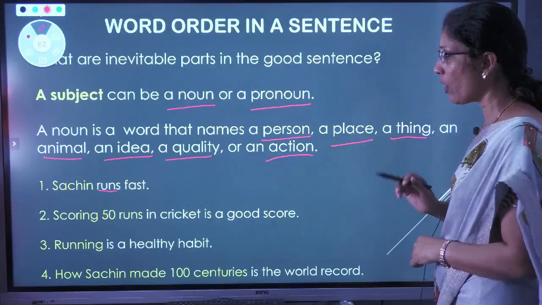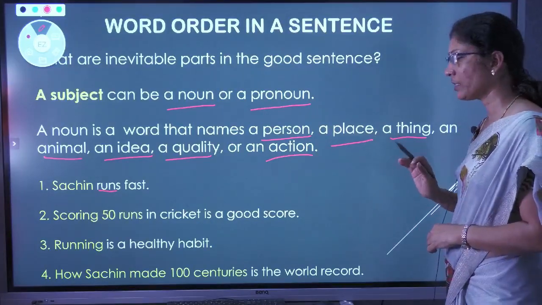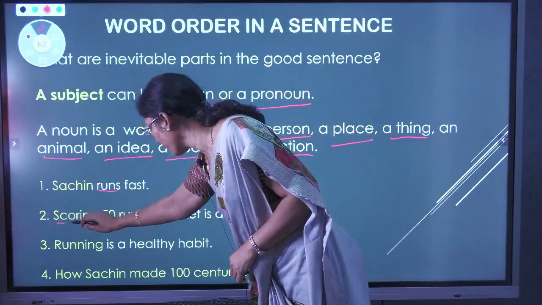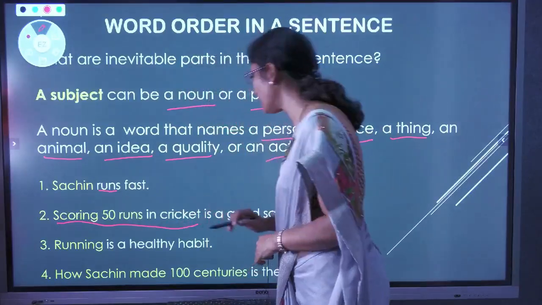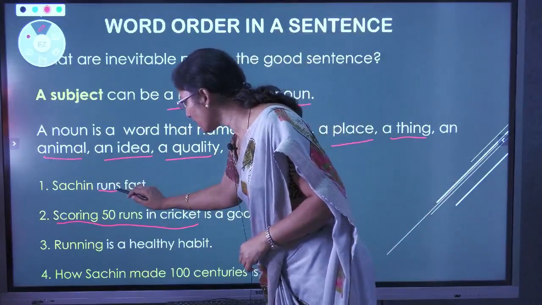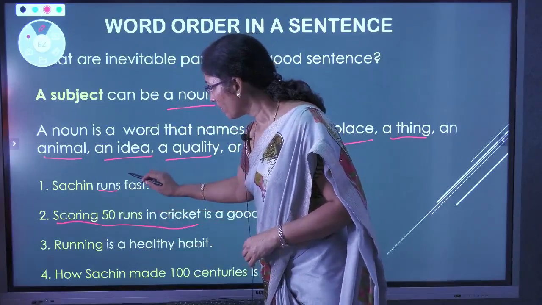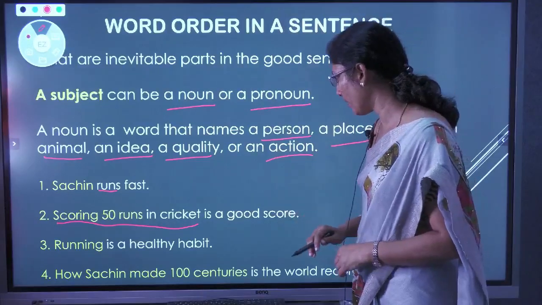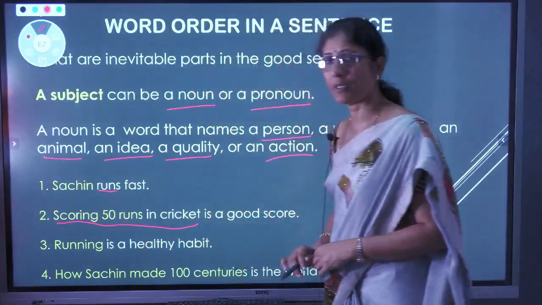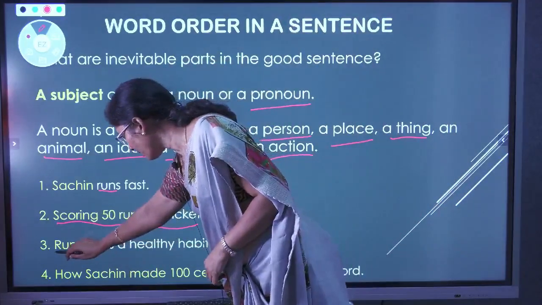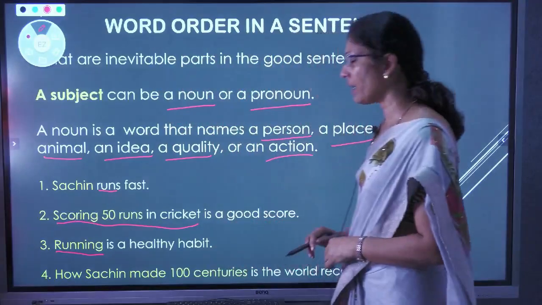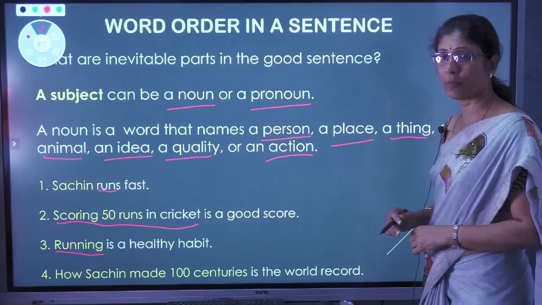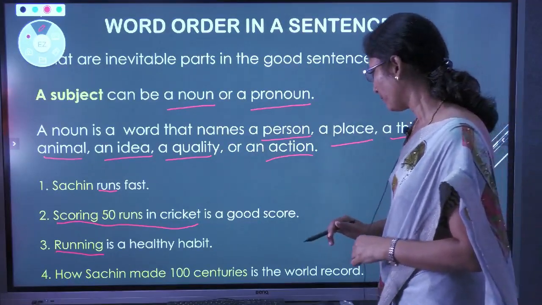Next sentence. Scoring 50 runs in cricket is a good score. Here in cricket is also a noun. It's a noun phrase. See this, here is runs and here is runs. Do you think that both are same? No. We'll see the next example, then we'll go with that one. Next, running is a healthy habit. What is this running? You don't think that running is some action? But here it is used in a subject place.